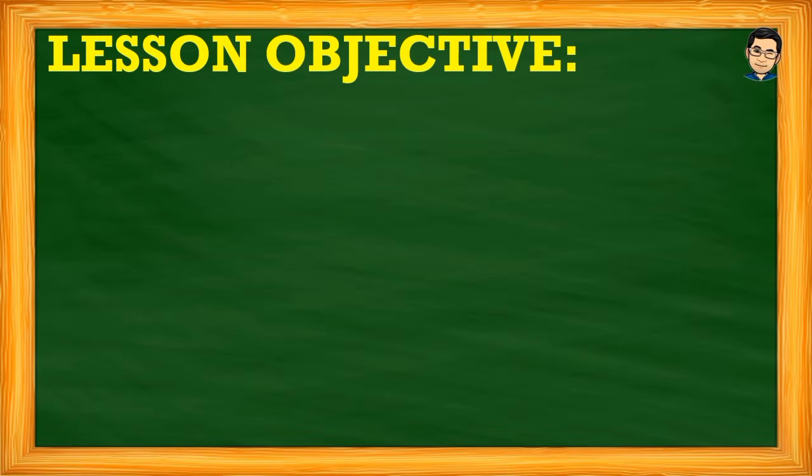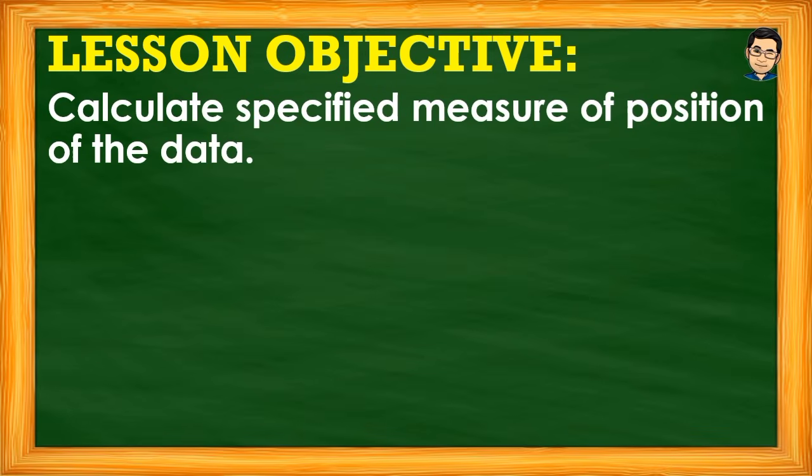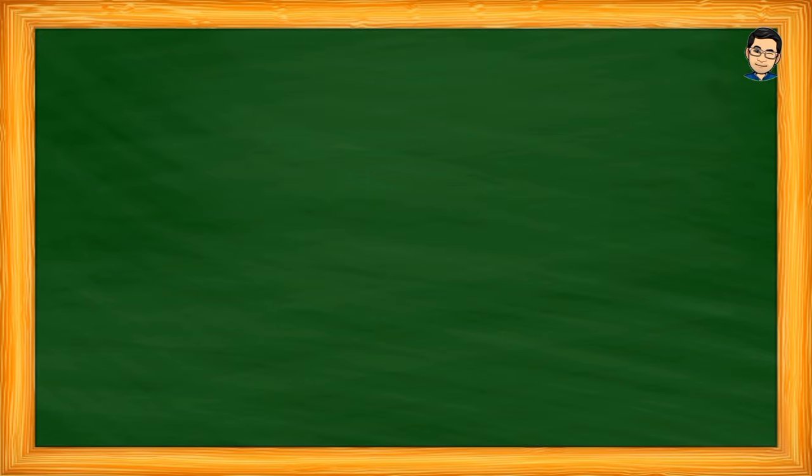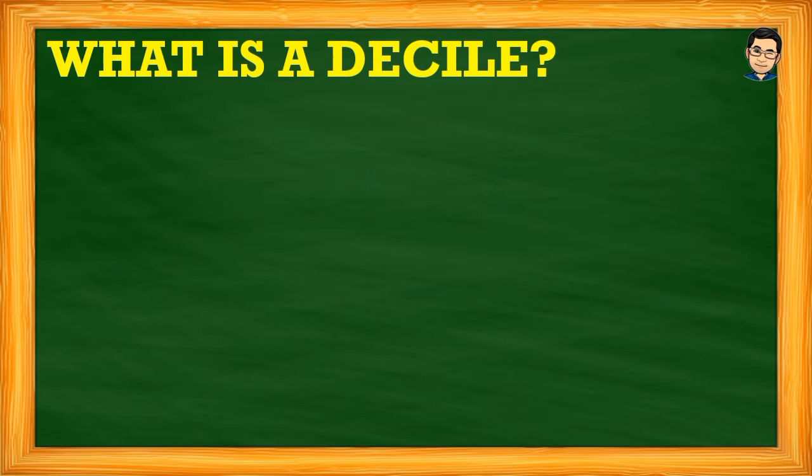For our lesson objective, we will calculate specified measures of position of the data. Just like our objective for quartiles, it is the same here. We will be discussing how to determine deciles of ungrouped data using the Mendenhall and Sincich method and the linear interpolation method. So let us begin with defining what is a decile. What is the difference between a decile and a quartile?